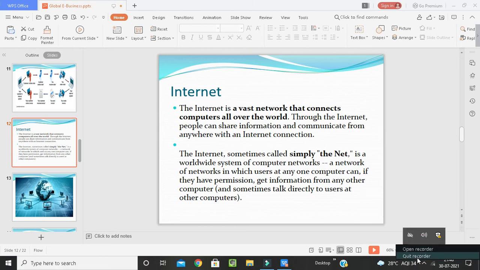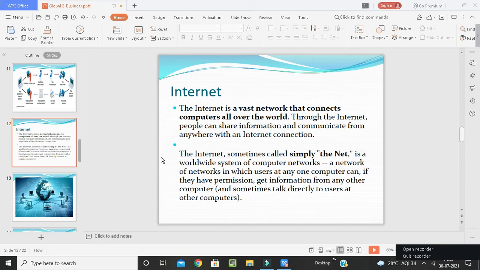Not only that, the second one is the internet. What do you mean by internet? The internet is a vast network that connects computers all over the world. People can share information and communicate from anywhere with an internet connection. That means the internet is a network that connects computers to computers all over the world, and with its help people can share information, pictures, photos, videos, documents, all communicative things or data from anywhere with an internet connection.